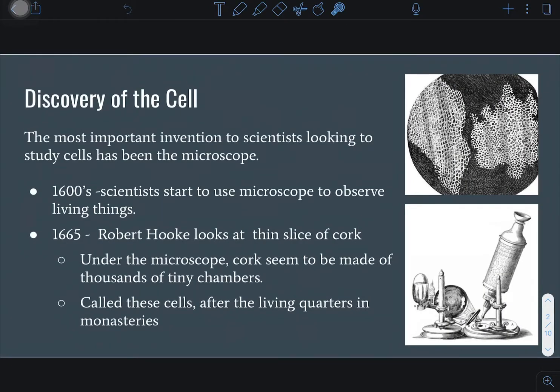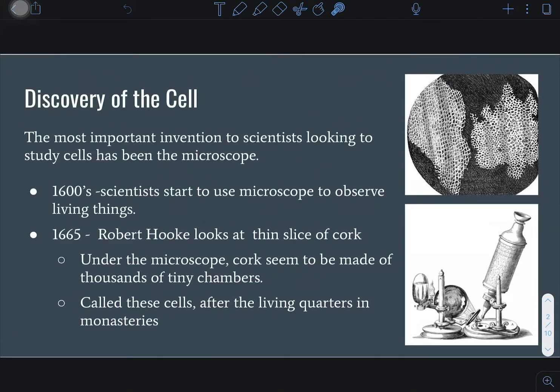The cell was first discovered by a scientist by the name of Robert Hooke. Robert Hooke was a scientist from England. He was like the head of the Royal Society of Science, I believe is the title of it. It's kind of like our National Science Foundation that you see on your PBS shows when you're a kid. He was involved with that.